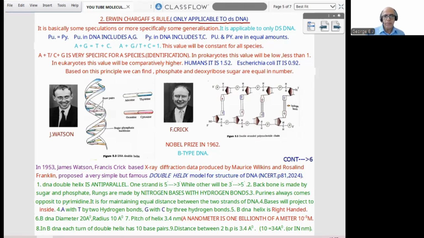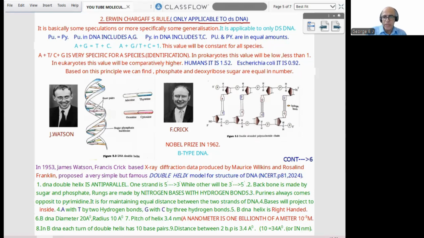(A + G) / (T + C), we can find it is 1. While (A + T) / (C + G). So once again, purines equal pyrimidines. A plus G equals T plus C. So (A + G) divided by (T + C) equals 1, and this is constant for all species. Second, (A + T) divided by (C + G). So this value and these combinations are different, very specific for a species. It may not be 1. It is specific, and this specific value can be used for identification.